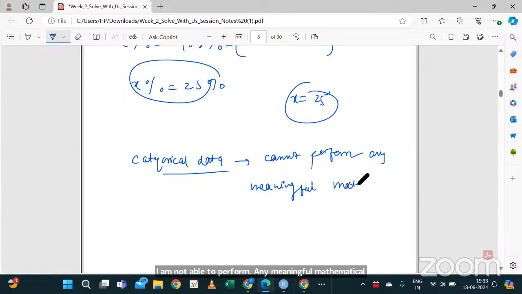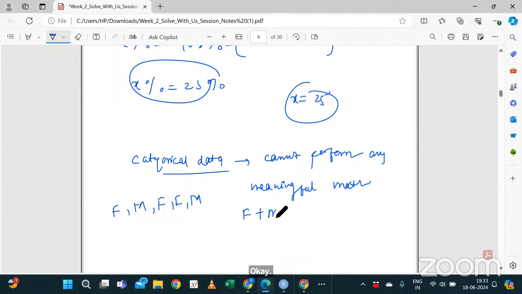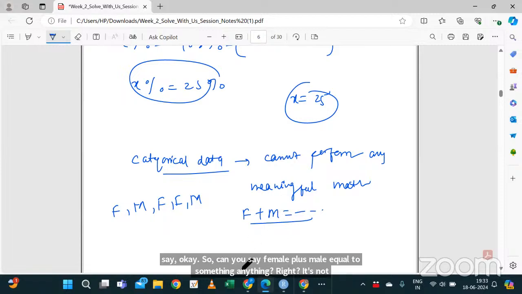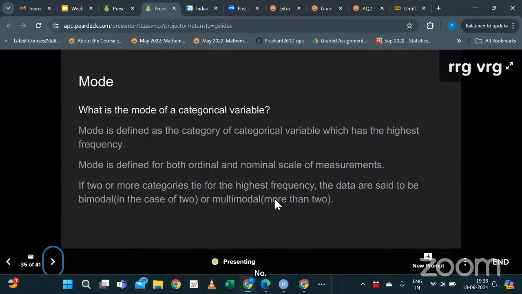For example, I have the category gender, female and male. I have this kind of data set. Can you say female plus male is equal to something? It's not possible, right? So this kind of data is called categorical data. In categorical data, we have two types: nominal and ordinal.